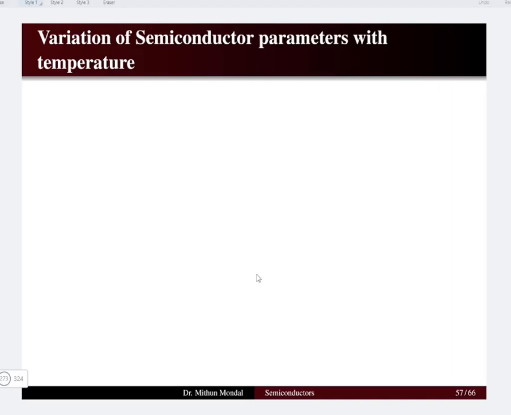Welcome to the next topic. In electronics, we were discussing semiconductors, and in semiconductors, we were discussing the current due to the charges as a result of electrons and holes. In this particular topic, we will discuss the effect of temperature on semiconductor parameters.